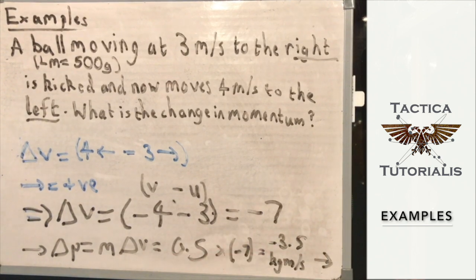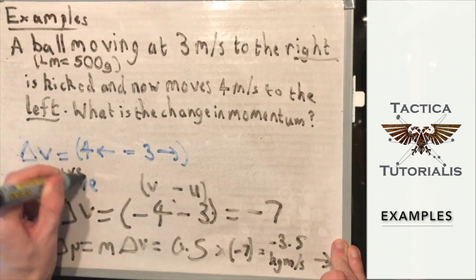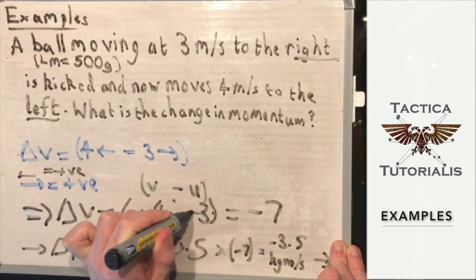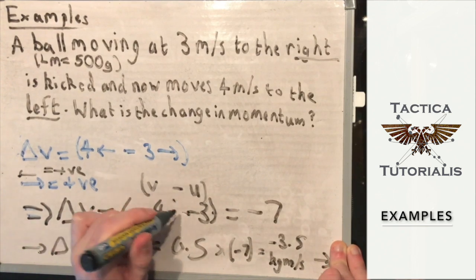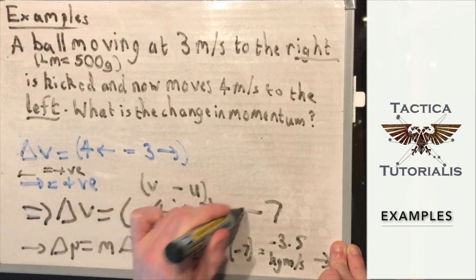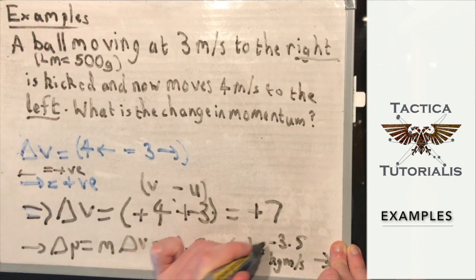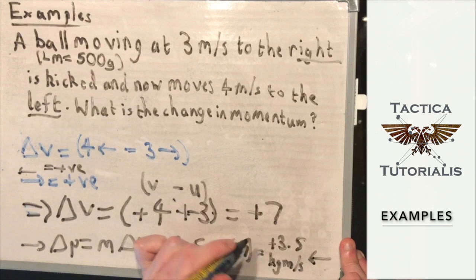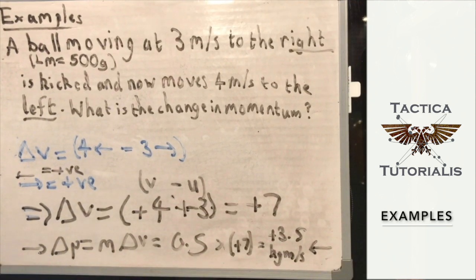Or you could do it the other way. You could say that left is positive, and therefore you have 4. So if I say left is positive, I would have plus 4, take away minus 3, minus take away a minus is a plus, so I would have plus 7 there, and plus 3.5 kilogram meters per second to the left. It all depends on the direction. This is also what I was talking about before.